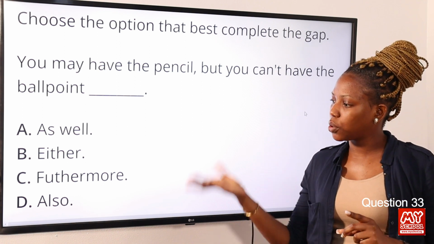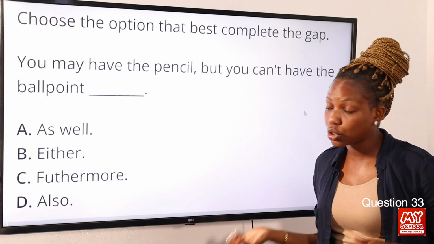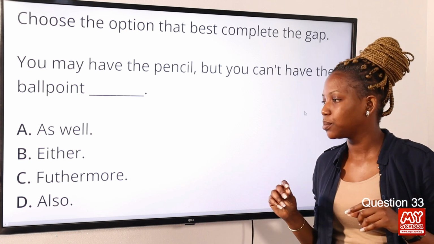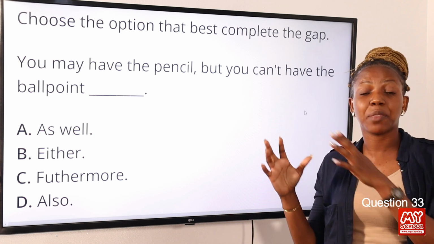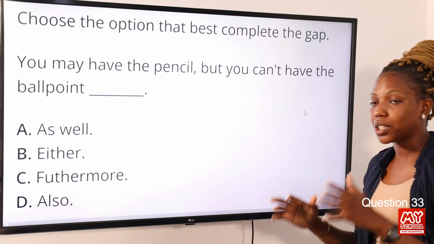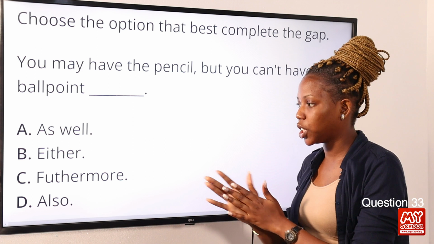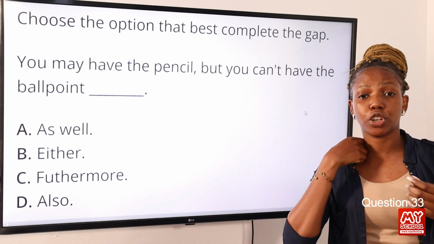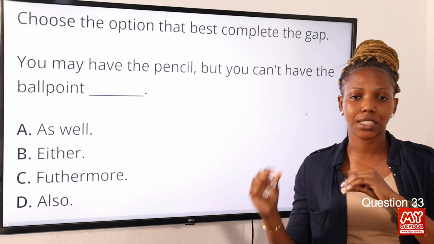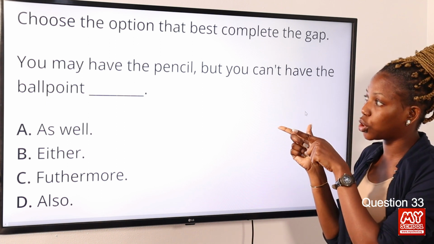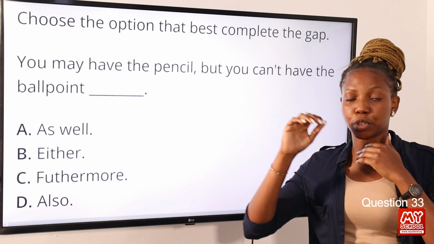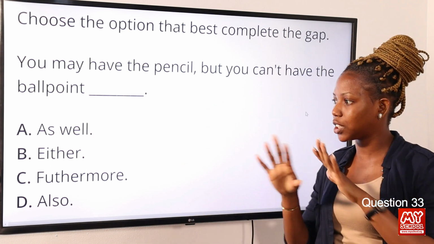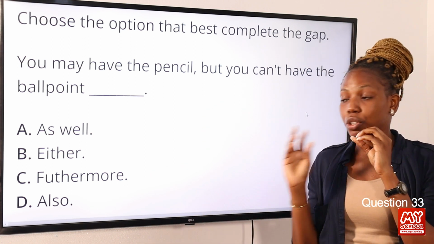If you take a look at all the options, they are all adverbs and they are used to show connection between two things. But option A is the correct answer because it's used at the end position of a sentence. But either is used to show a choice between two things, two alternatives. When you take a look at the sentence structure, there are no choices. You may do this, but you can't do this. It's a statement and not presenting any choice.